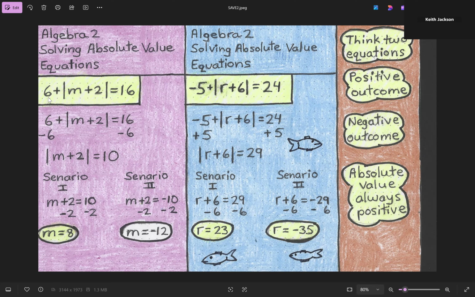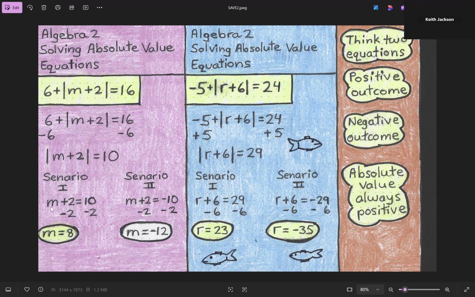We have 6 plus the absolute value of m plus 2 is equal to 16. Let us balance the equation by subtracting 6 from both sides, and then we have the absolute value of m plus 2 is equal to a positive 10, right? So if this outcome is positive, then we're going to have to go into our two scenarios.